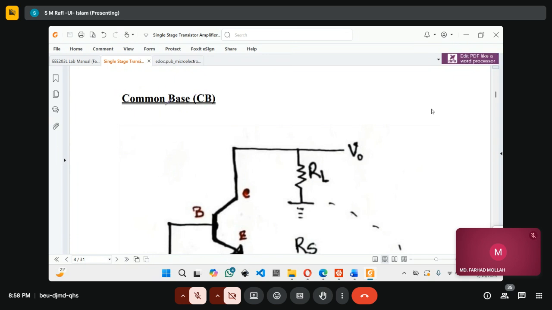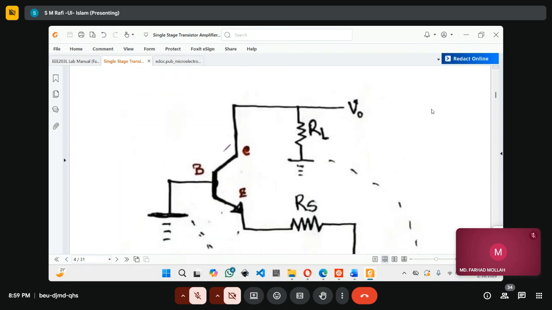So there is another configuration. It's called common base configuration. As the name suggests, common base. So what do you think? The base should be grounded, or base should be connected to input, or base should be connected to output? Just tell me. Base should be grounded. Yeah, thank you so much.